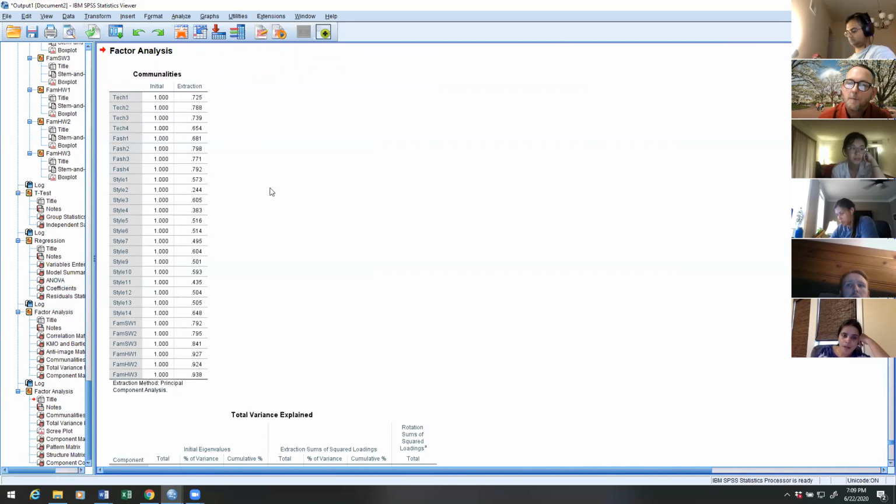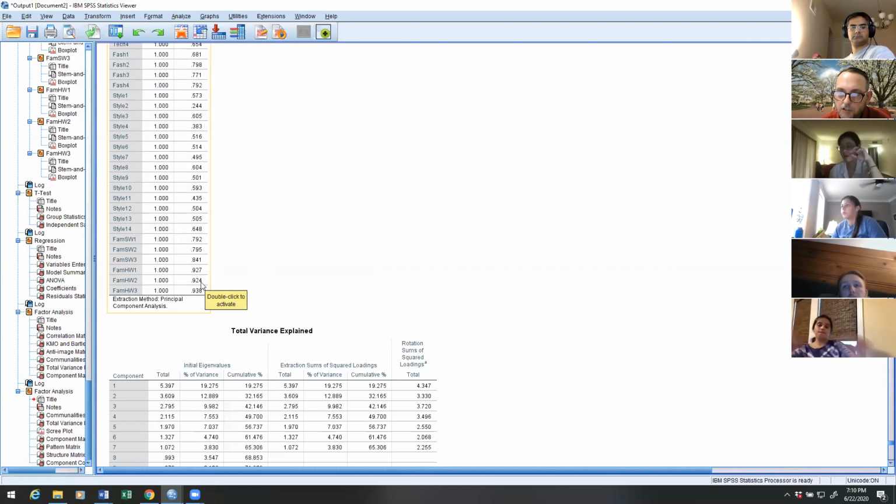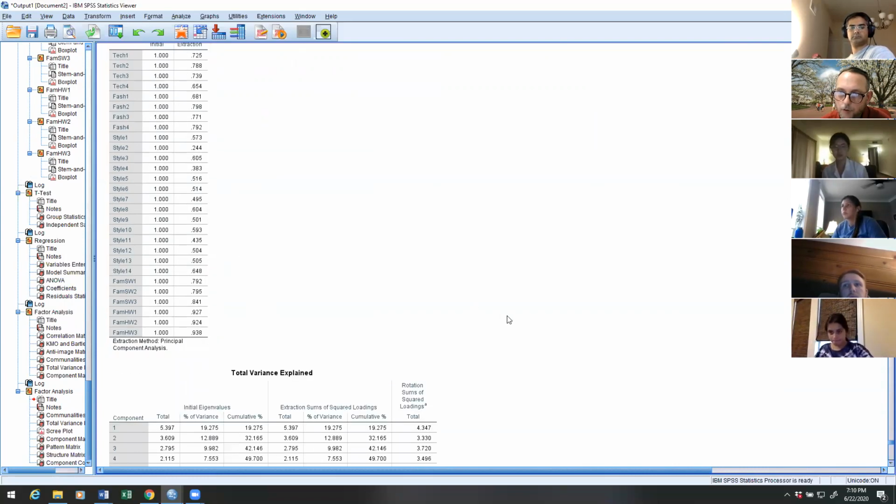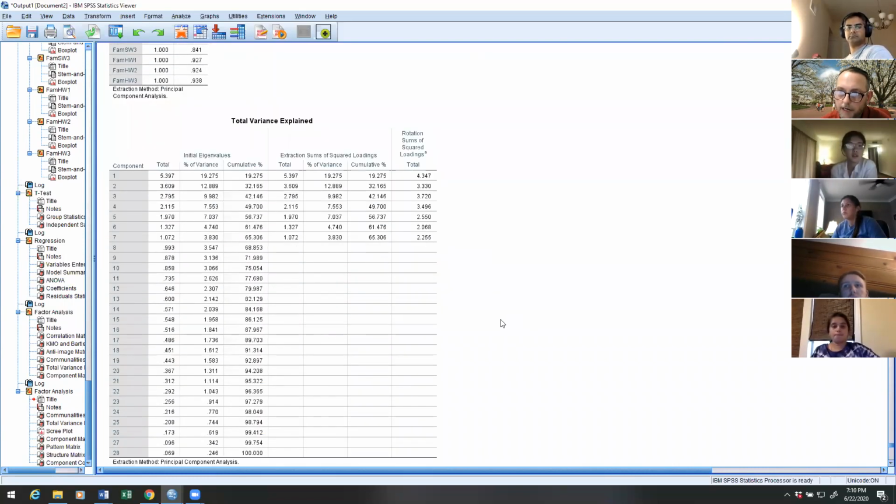So, it may be that these guys eventually fall out of the analysis. I wouldn't be surprised. The higher they are, the better. The lower they are, not so great. So again, it doesn't tell you a huge amount until you start looking at the other stuff, but it might give you a preview of what's going on.